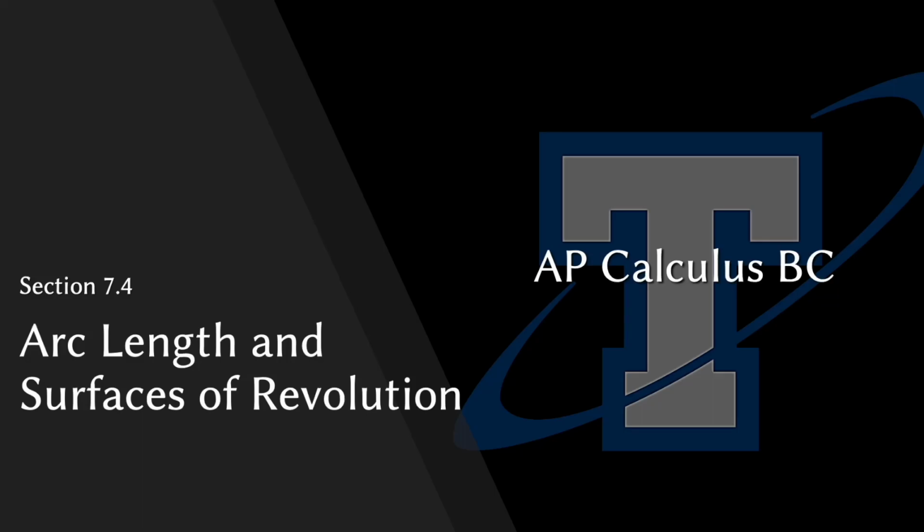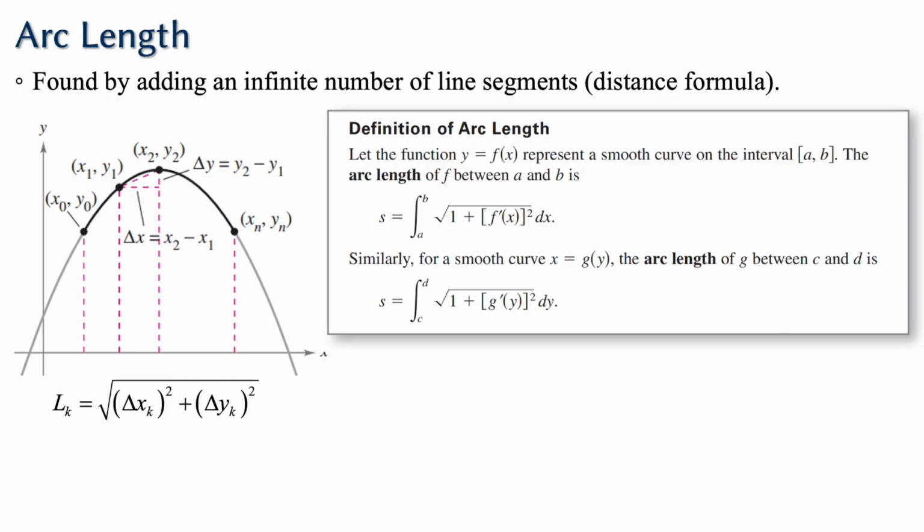Section 7.4, Arc length and surfaces of revolution. To begin, we'll be looking at finding the arc length along a curve. The way we do it is essentially break the curve into small segments and for each segment describe the distance formula on it. Obviously, if we let the number of segments become infinitely big, the size of each one becomes infinitely small, and therefore when you sum it up, you get that exact length.